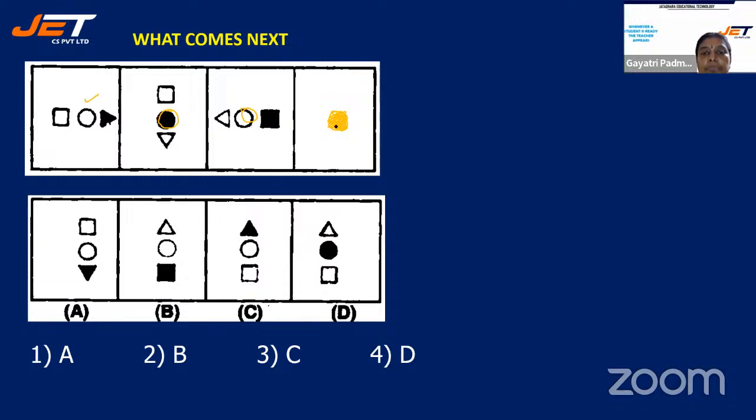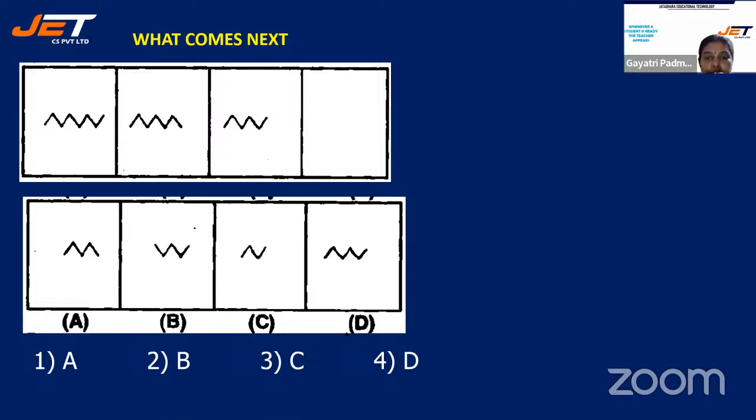So what happens when your circle is highlighted? Right? So where do you have the highlighted circle? Only D. So option D could be the correct answer. Let's check. Yes. All right, students, see the next question. It's very simple. Right. So now you have this kind of figure.